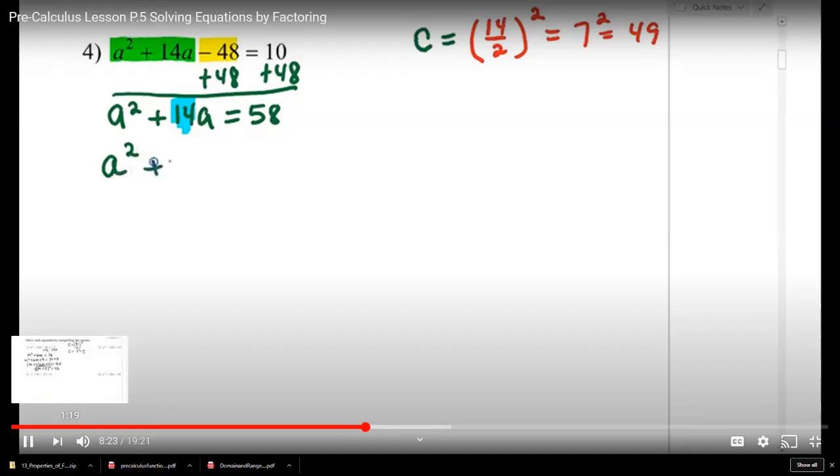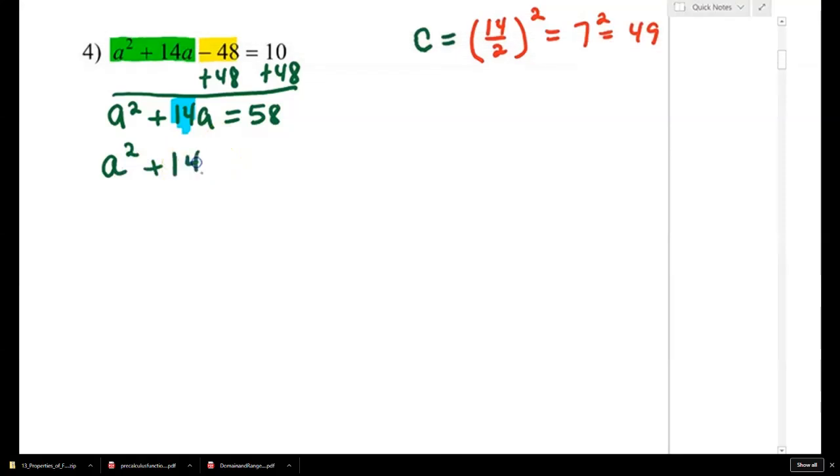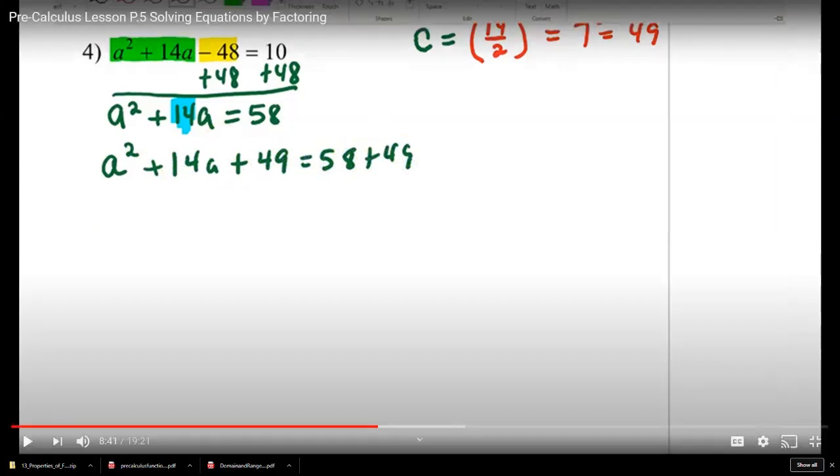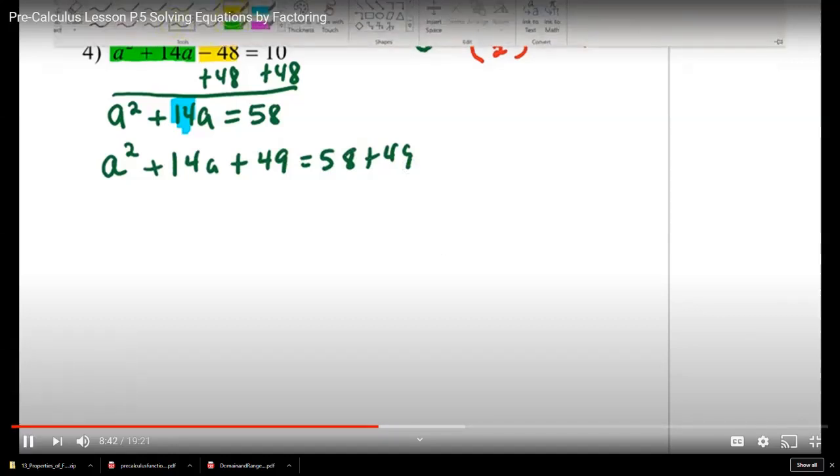So we have a squared plus 14a equals 58 plus 49. And you add 49 to both sides because you want to have a balanced equation. The 49 is going to make this into a perfect square. So you have a plus 7 times a plus 7, which is going to be a plus 7 squared, and then 58 plus 49, whatever that's going to be, you're going to have that on the right side.